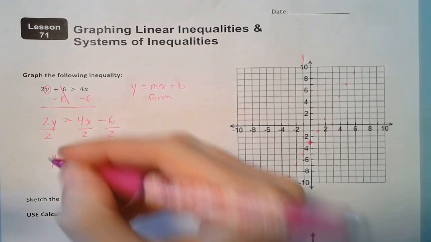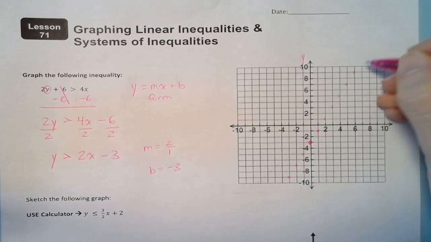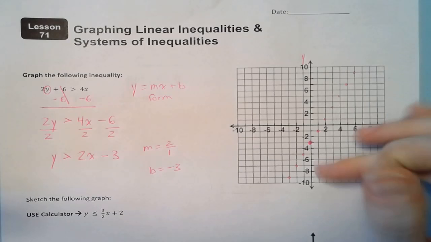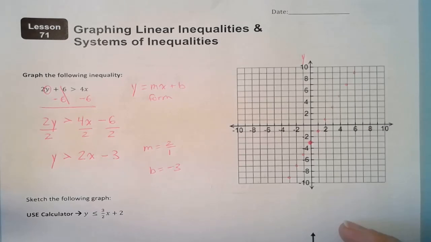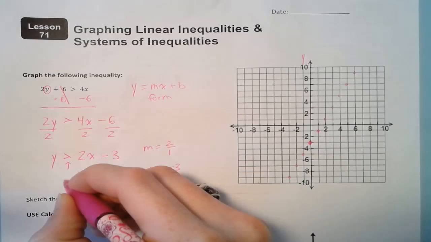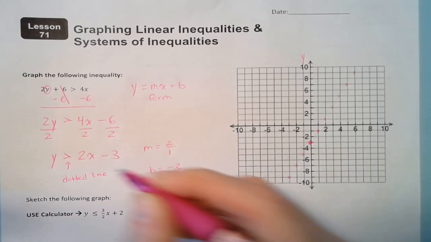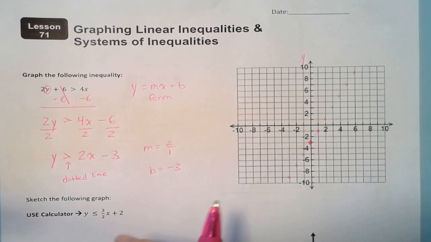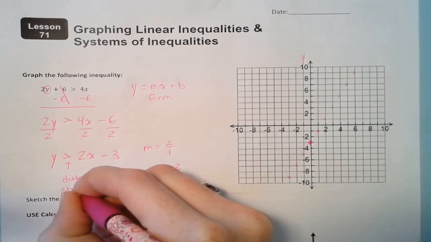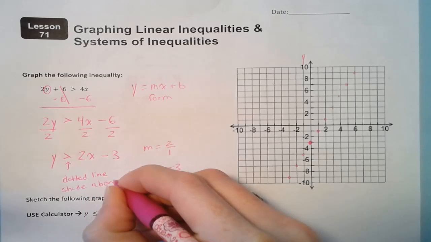First thing I notice is this is a greater than sign, which means I'm going to have more than just the answers on this line. In fact, the answers on this line are not even going to be the right answers. So some things you notice here is I'm going to have to use a dotted line because the answers on the line are not equal. And then I have to shade, that's a greater than sign, shade above, or shade up.